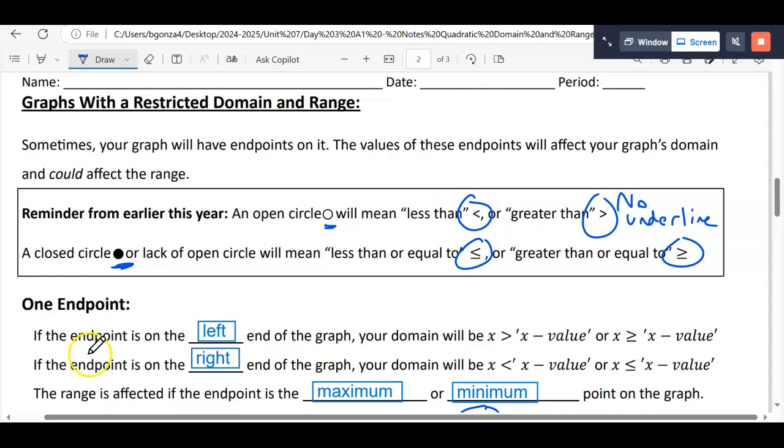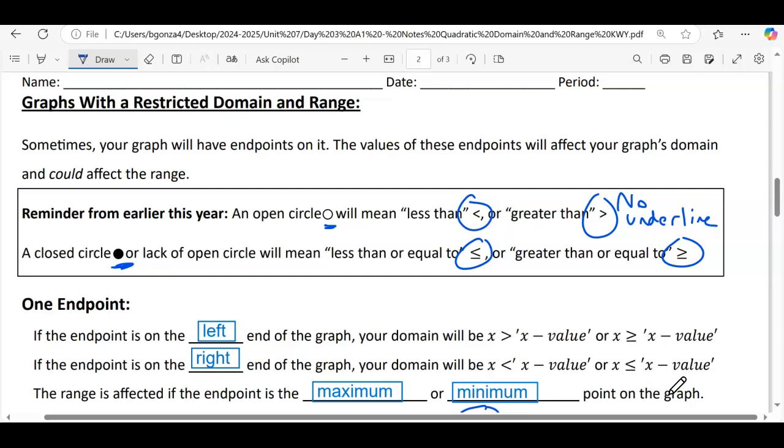And then if you have an endpoint on the left, you're going to say x is greater than or equal to the values. If you have an endpoint on the right, that means everything goes to the left. That would be x is less than or equal to the value. Last thing, the range is affected only if the endpoint is a max or a min point on the graph. Only affected, okay? So your range only changes about that. Cool? Make sure you got that down.